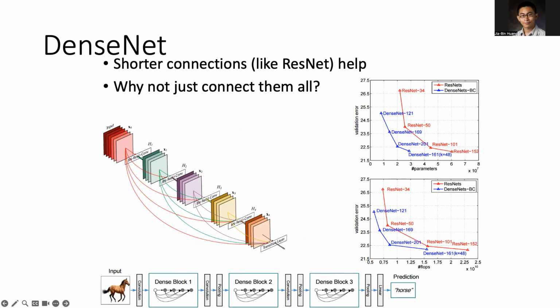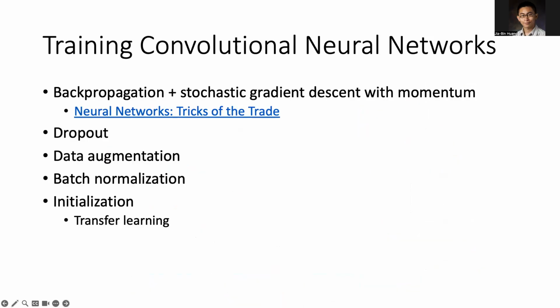Okay, so people have been experimenting with a variety of different models to train convolutional networks, and the general thought is that you need some tricks to actually train them well. The basis is backpropagation and stochastic gradient descent. Later on we'll talk a little about how you can regularize the model with other techniques like dropout, data augmentation, normalization, and so on.